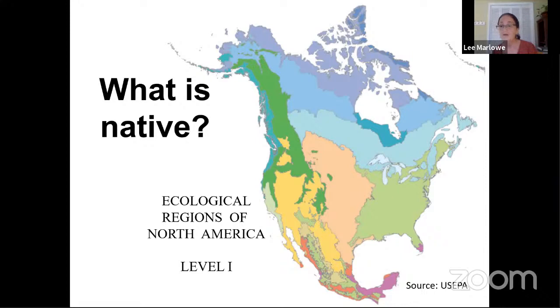This is what's called the Level 1 Ecological Regions of North America. And you can see here this kind of orangey area. This is the Great Plains ecoregion. And San Antonio is somewhere like right around here. But you could see where some species that would be considered native in San Antonio, because they were part of the Great Plains system, might be the same species that is native up here in Canada and upper Midwest areas. Now, we generally go to a little more detail in what's called the Level 3 ecoregions.